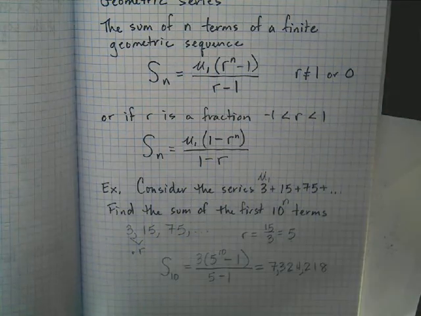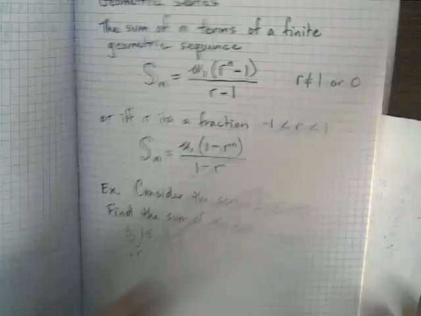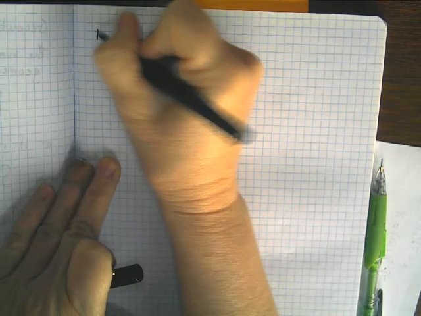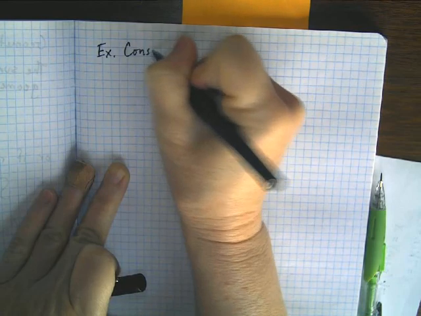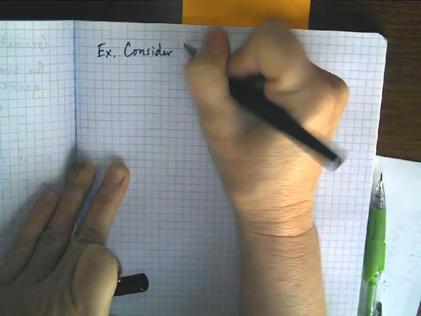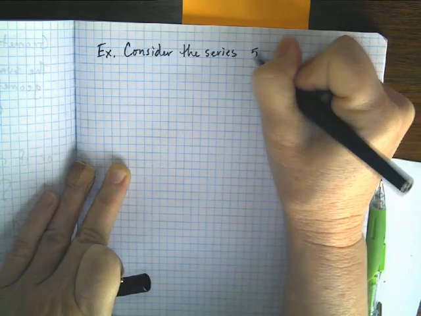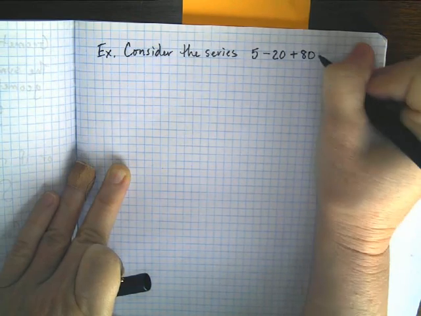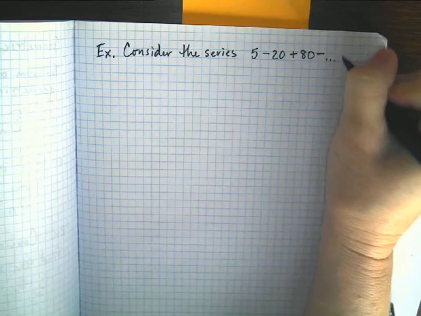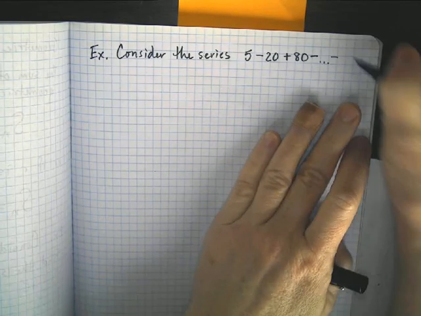All right, now let's do a challenging one. Okay, that one was pretty simple. Let's go ahead and try a challenging one. So for our next example, consider the series: 5 minus 20 plus 80 minus ... minus, oh my gosh, I didn't leave myself enough room. I'm going to try and squeeze this in.